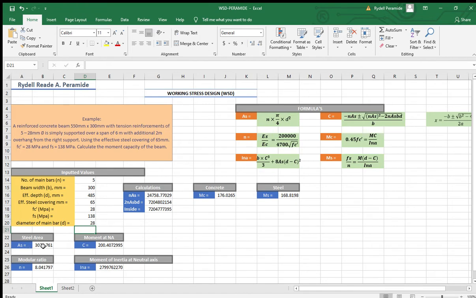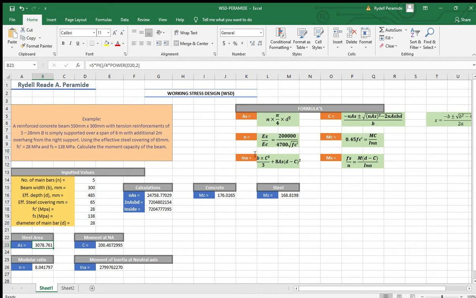So, in getting the steel area, you have here the formula: N, or the number of main bars, times pi over 4 times d squared. The d here is not the effective depth. Instead, it is the diameter of the main bar. So 5 times pi over 4 times the diameter of the main bar squared. So we will get the answer of 3078.761.